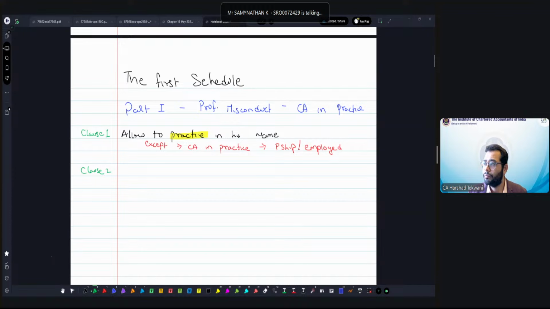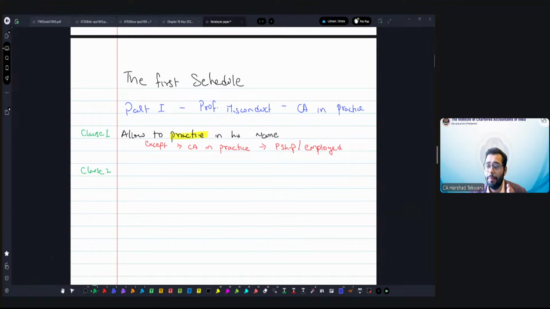The CA in practice who allows or agrees to pay, directly or indirectly, any share, commission or brokerage to another person, other than with respect to regulation 53A professionals. Yes, very good. Absolutely correct.